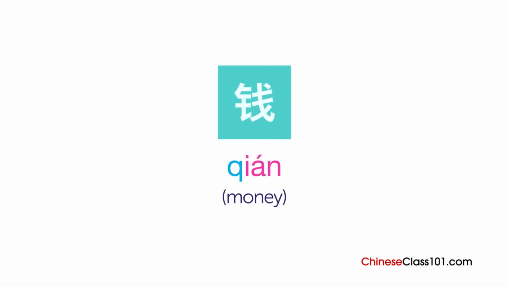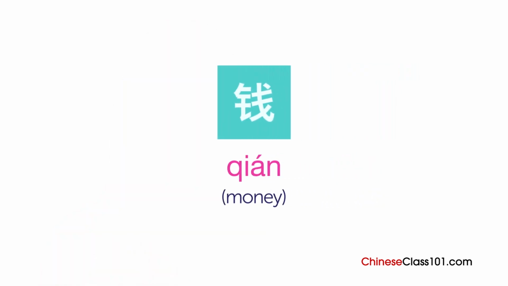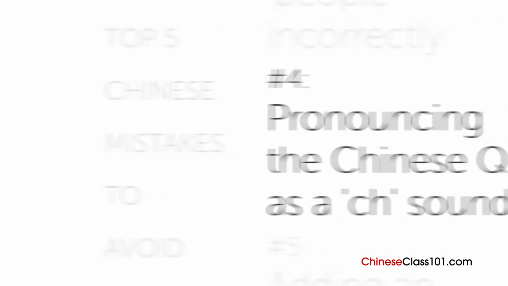The Chinese Q sound should be pronounced with the tip of the tongue touching the bottom teeth, while the blade of the tongue lays flat behind the front teeth. We'll break down the differences between the ch sounds of Chinese in lesson 7.